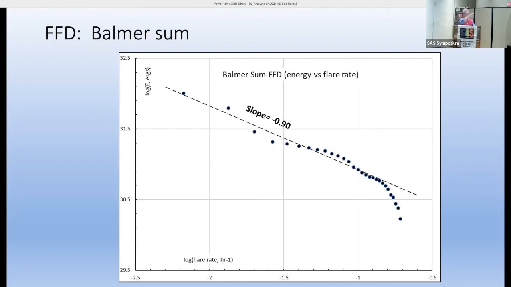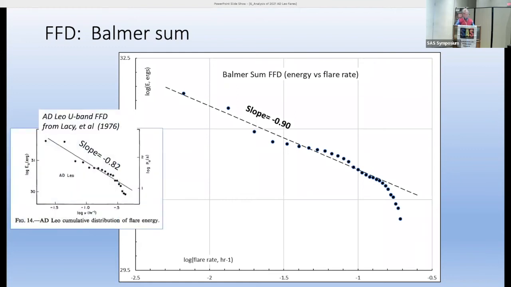If you compare this with a published, professionally done flare frequency distribution on the same star, albeit photometry measurements in U band, it's even got the same slope. And this is an example of the sort of thing where we say we're seeing the same kind of parameters that the professionals are seeing. Now, my data points here are the sum of the alpha, beta, gamma, delta Balmer lines.